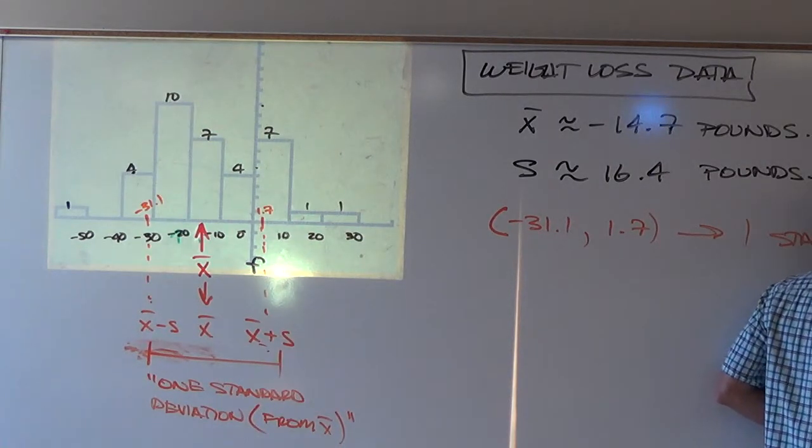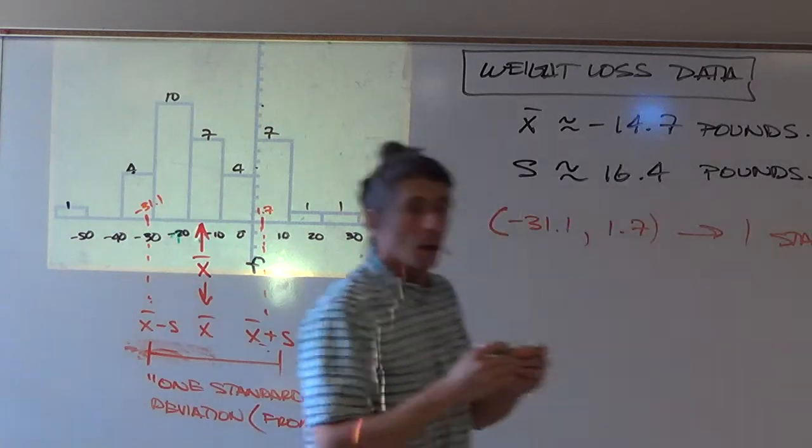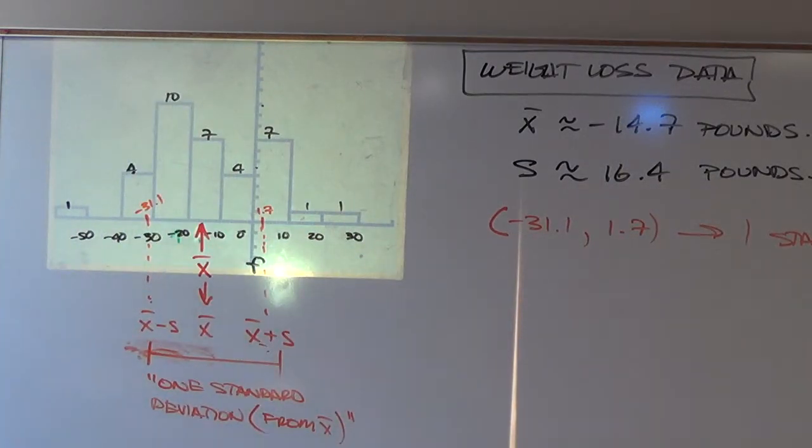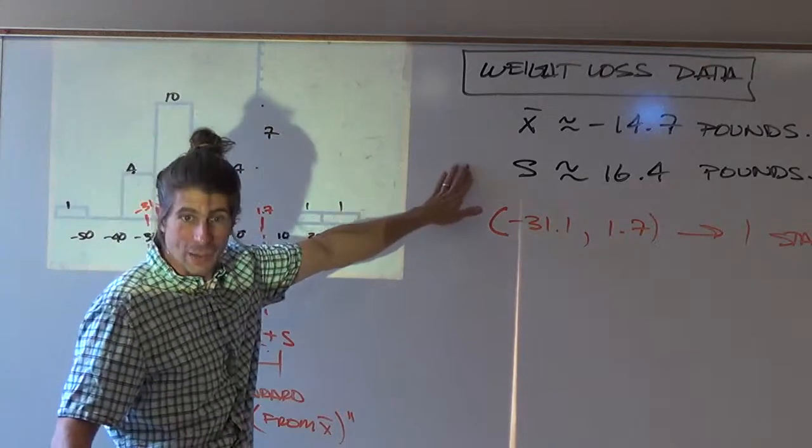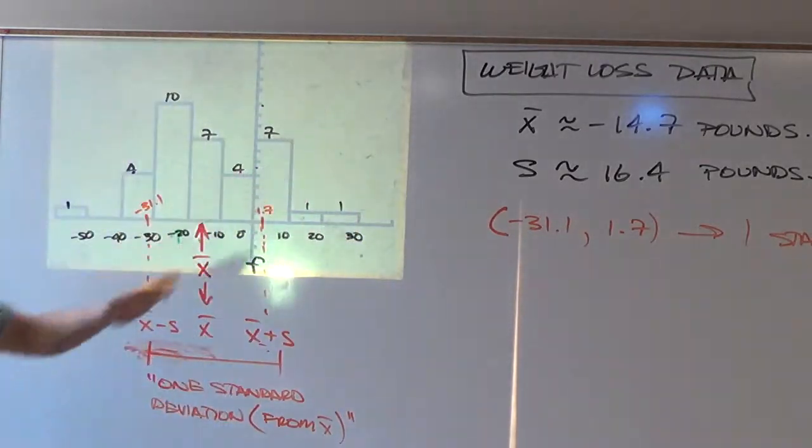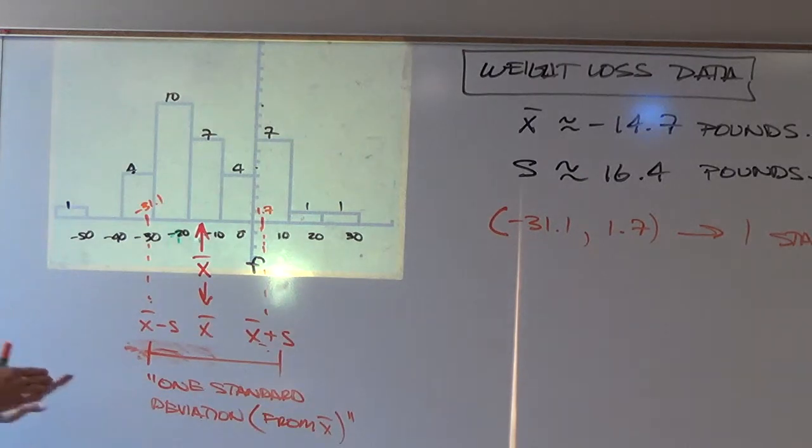I have to apologize for all statisticians everywhere. I hate the fact that the S is called the standard deviation, the sample standard deviation, S, and yet this whole range of values that we've tracked out by going from negative 31.1 to 1.7 is called one standard deviation. I wish they would have called this something different, because then it might get confused. Am I talking about the number S, or am I talking about the range of values S? So just get used to it. We'll have no shortage of opportunity to get used to it as we go through this course.